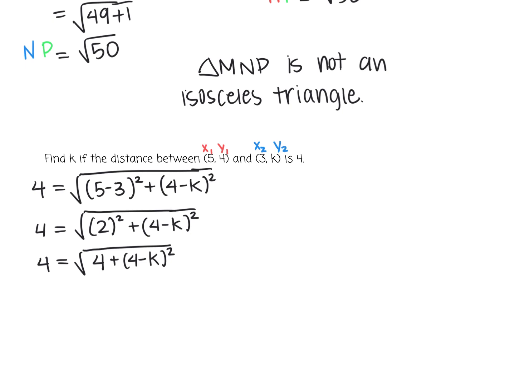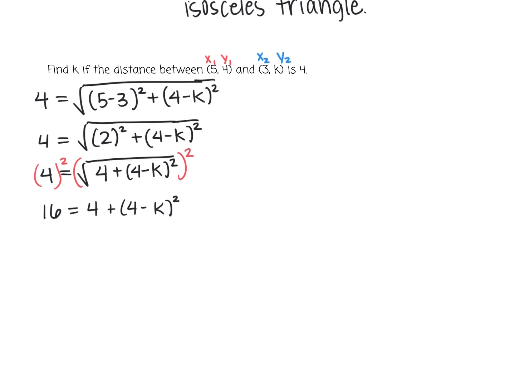Right. Now I'm going to start solving for k. The first thing I'm going to do is get rid of the square root, so I'm going to square both sides. So we're going to get 16 equals 4 plus 4 minus k squared. Now I want to get that 4 minus k squared by itself, so I'm going to subtract 4 from both sides. So we're going to get 12 equals 4 minus k squared.